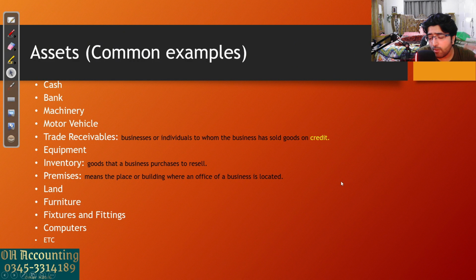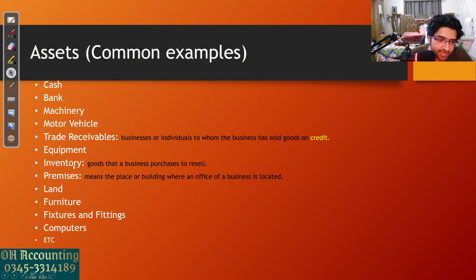Moving on. These are the common examples of assets. Cash, the cash you have. Bank, the money in the bank account of the business. Machinery, motor vehicles, trade receivables. Okay, who are these people? These are those people to whom the business has sold goods on credit and they have to pay us later. So we have to receive money from them on a later date. They are our receivables, trade receivables. You traded goods to them, you have to receive money from them later.